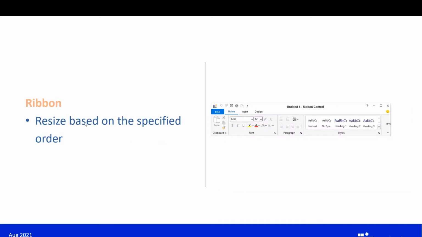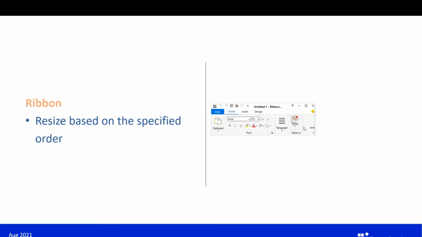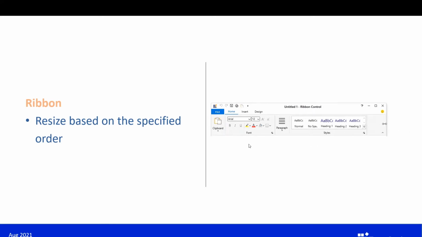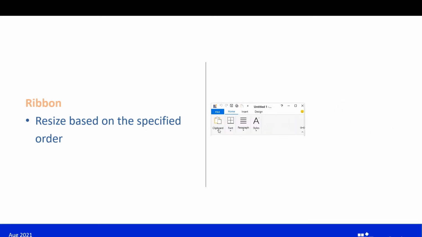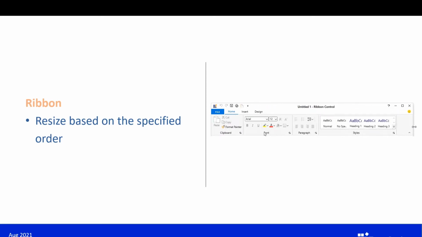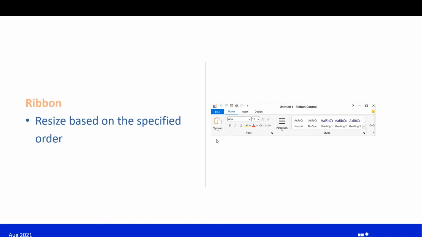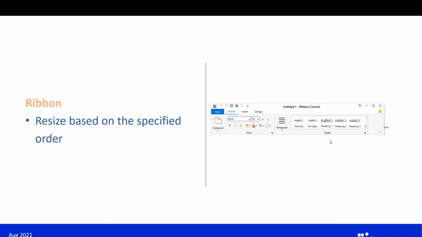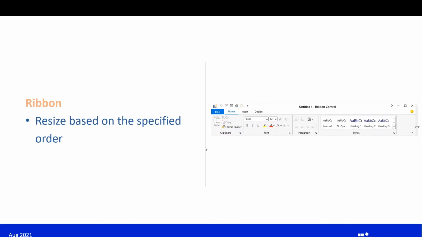And the ribbon control, so when resizing a ribbon control, the order of collapse can be customized now. In this GIF image, we can see that first the clipboard segment is collapsed, followed by paragraph and styles and then font. So this order can be customized. So this is the order in which the ribbon is collapsed, and it is also expanded in the same order.